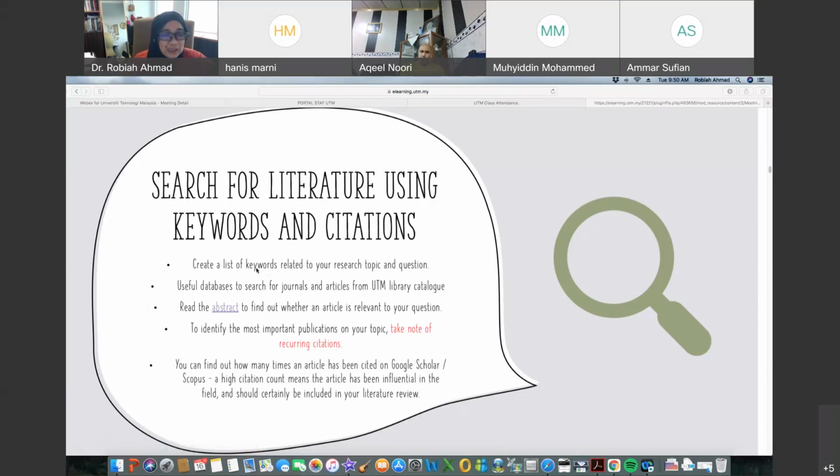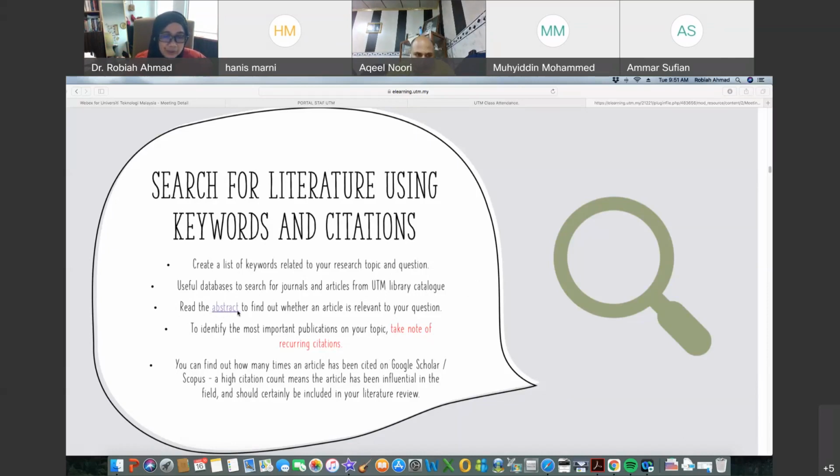So you create a list of keywords related to your research topic, just like I showed you just now. The research problem basically has three keywords, just now: social media, body image or self-esteem, and generation Z. Okay? For example, these are the keywords. So you start that, read the abstract. Okay, so use the database to search journals and articles from the UTM library catalog. Okay, we will learn more later.